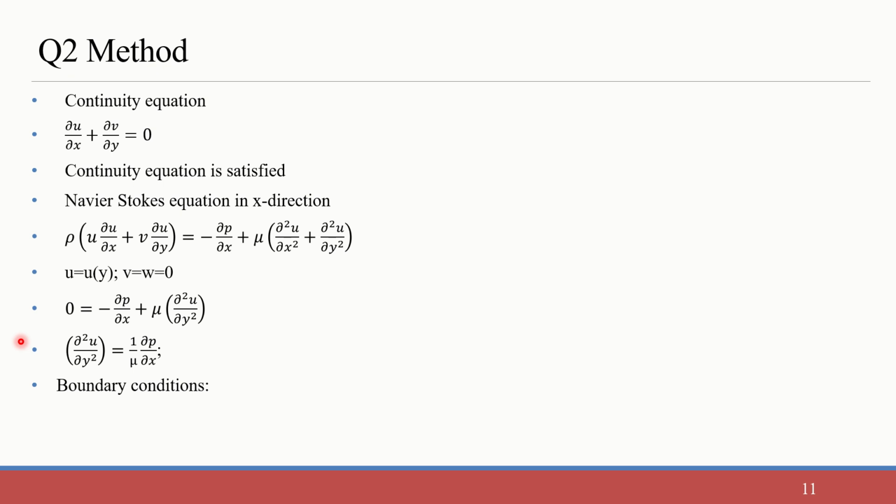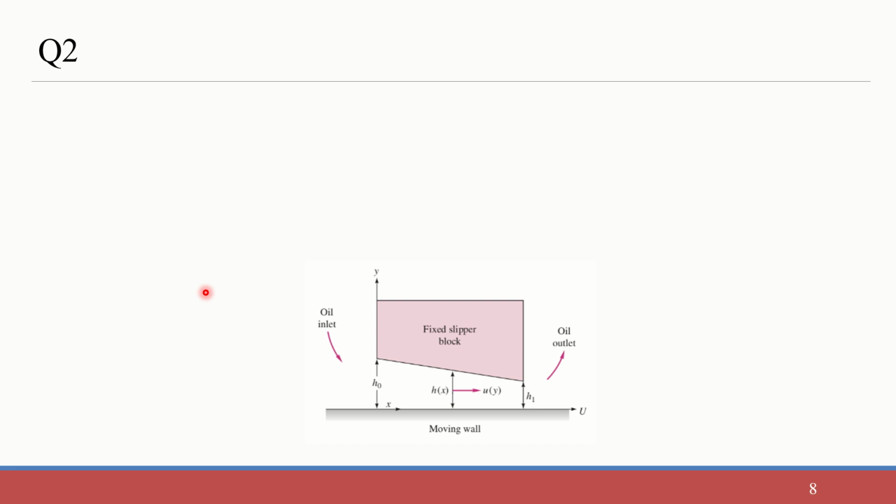Now what are the boundary conditions which we will be applying? We will apply two boundary conditions. The bottom wall is moving with the velocity capital U. If we look at the figure, we will be more clear. So u at the bottom, that is at height y equal to 0, is capital U.